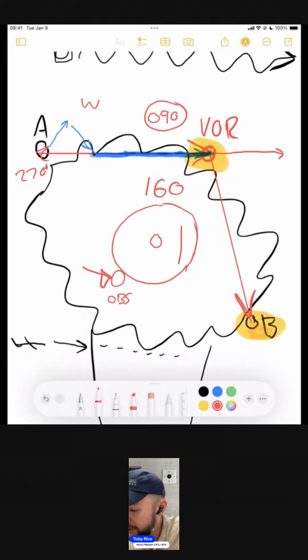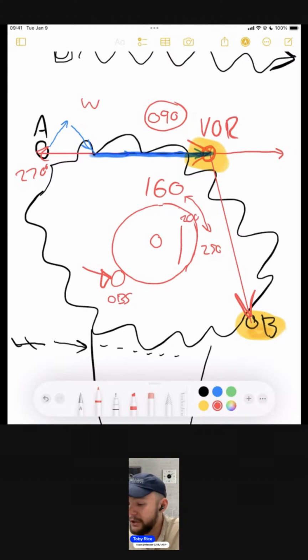Since it's deflected towards the west, it'd be somewhere close to like 250 or something like that. It shows 250 on my CDI. So what does that mean I need to do? I need to fly a course somewhere between 160 and 250 in order to now intercept that radial. So let's pick a heading. Let's say I'm going to fly a heading of 200, which is right here.